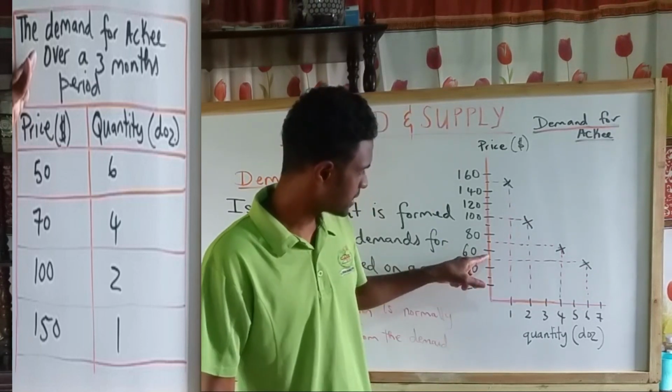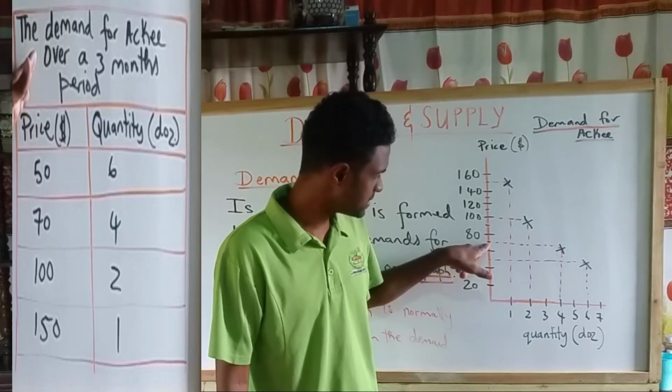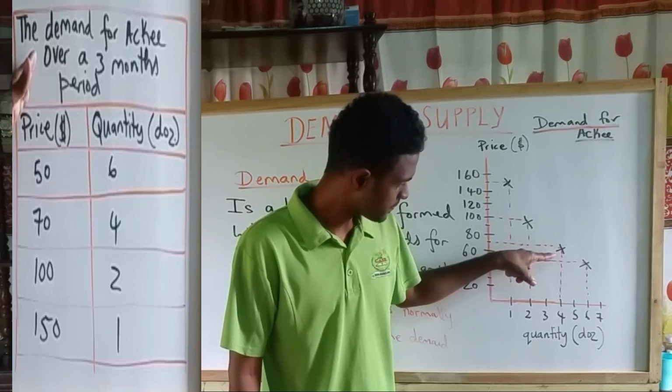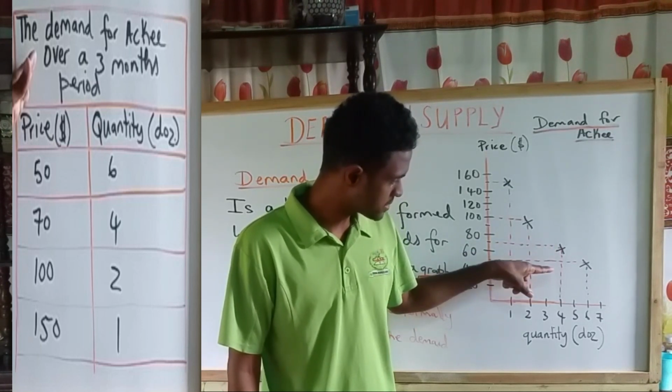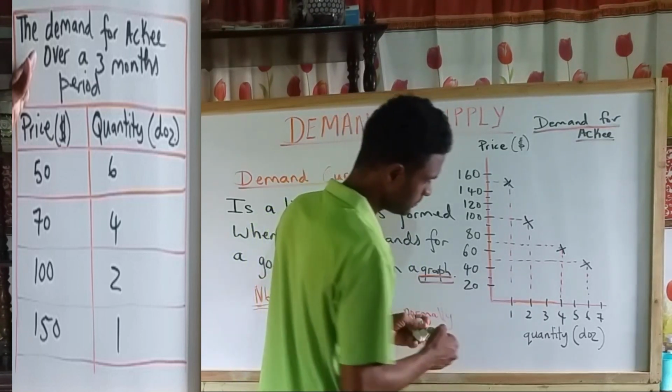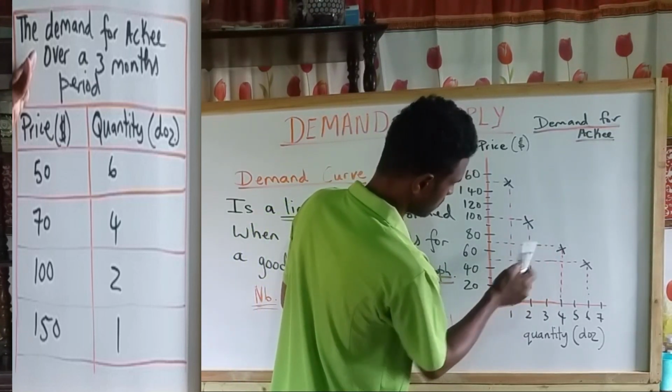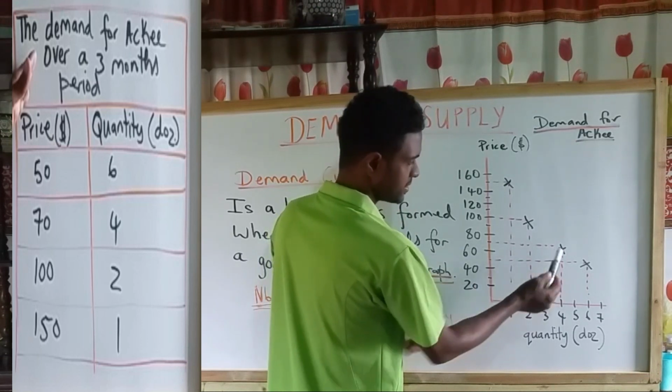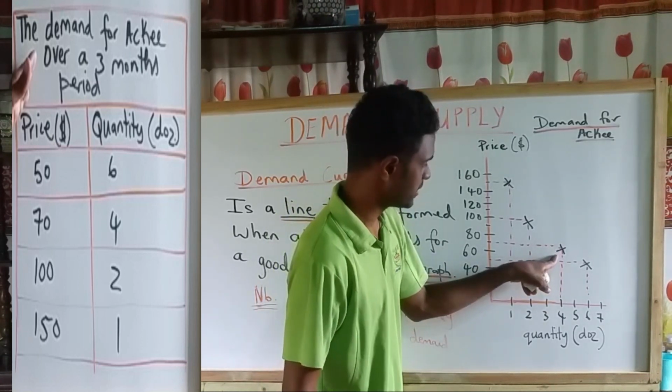For the second one, when the price goes up to $70, which is right here, you draw the line right across. The amount that is demanded is 4 dozen. So you go up with the line here, and you go across with the $70 here. On the point that they meet, you put that X here.